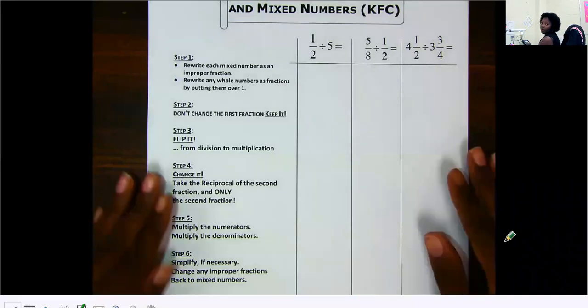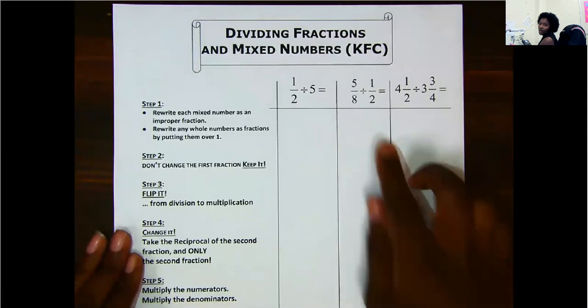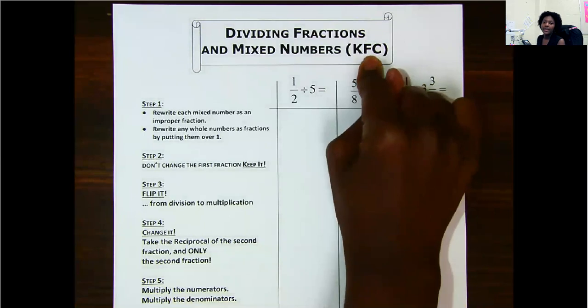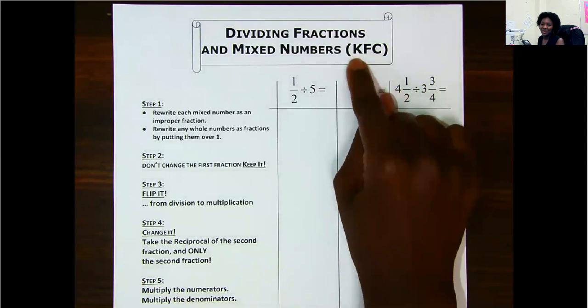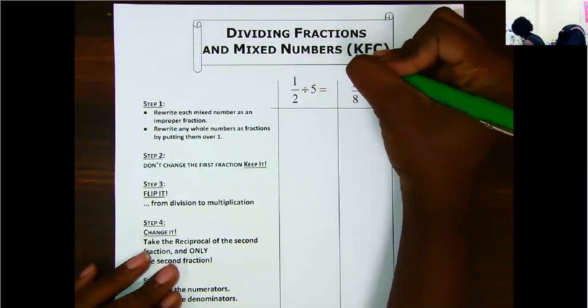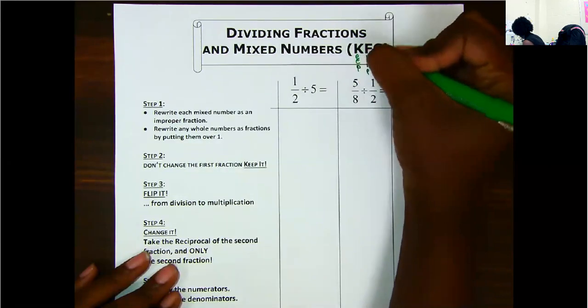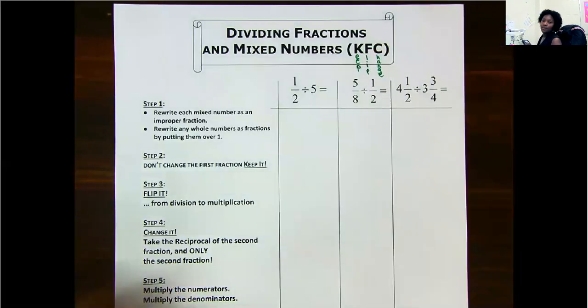So we are now dividing fractions with mixed numbers. Notice our KFC. This is our friendly helper to remind us how to do it. Now, not the chicken place, but it is a funny way to remember it. So the K is for keep. The F is for flip. And the C is for change. And we'll get into that in just a moment. So keep, flip, change. That's what our KFC is standing for.